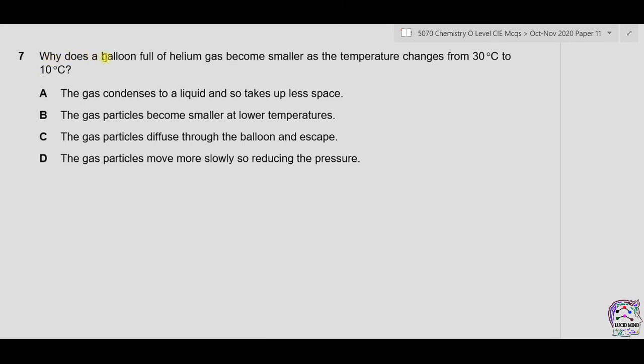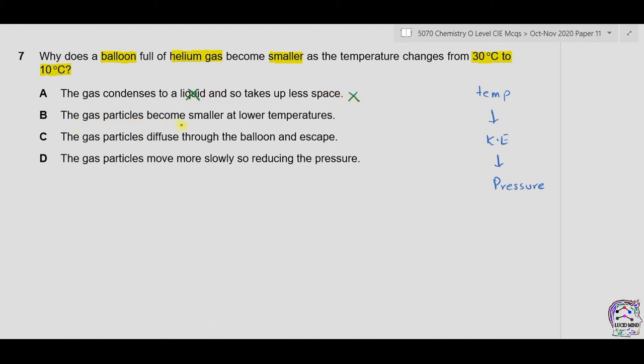Question number 7. Why does a balloon full of helium gas become smaller as the temperature changes from 30 degrees centigrade to 10 degrees centigrade? Now we know that when temperature is decreased, the kinetic energy of the molecules also decreases and so does the pressure. A. The gas condenses to a liquid and so takes up less space. Now helium does not condense into liquid at 10 degrees centigrade, so A is incorrect.